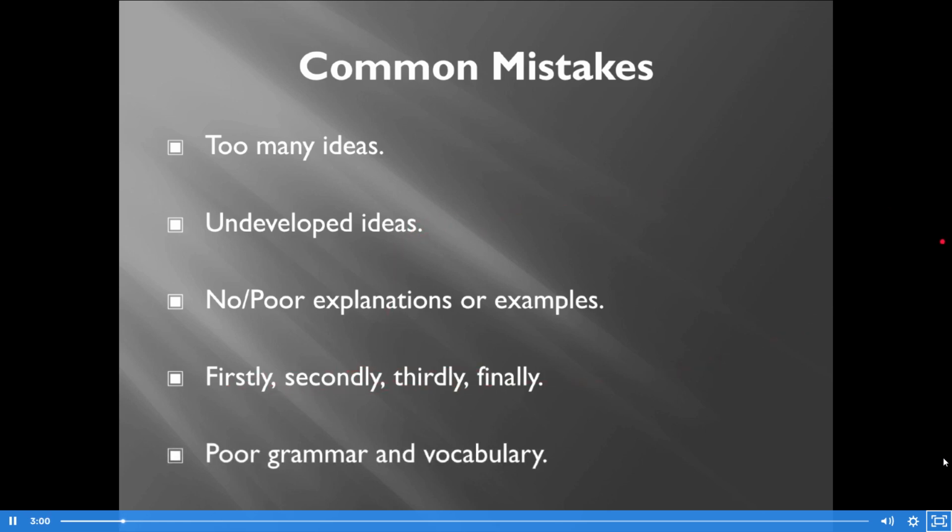And then it doesn't matter if you have great ideas, great explanations, and great examples, but your grammar and your vocabulary is very poor. You need to have accurate and appropriate grammar and vocabulary, because if your grammar and your vocabulary is not clear, then your explanations, your examples, your main ideas will not be clear. Your grammar and vocabulary does not need to be perfect, but it needs to be as clear and as accurate as possible.